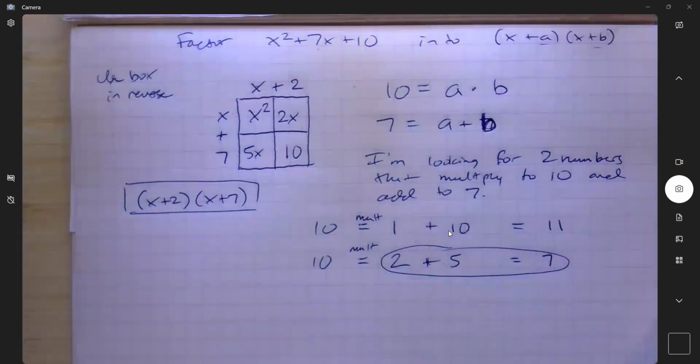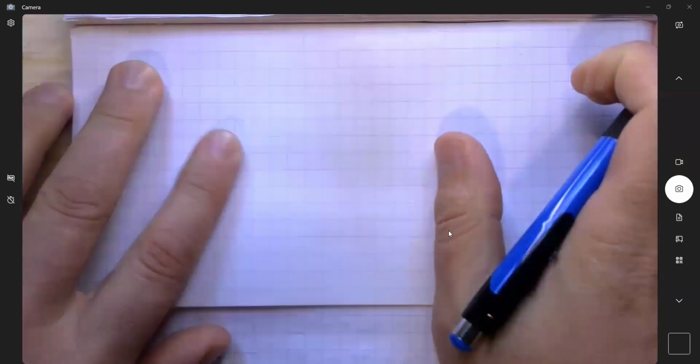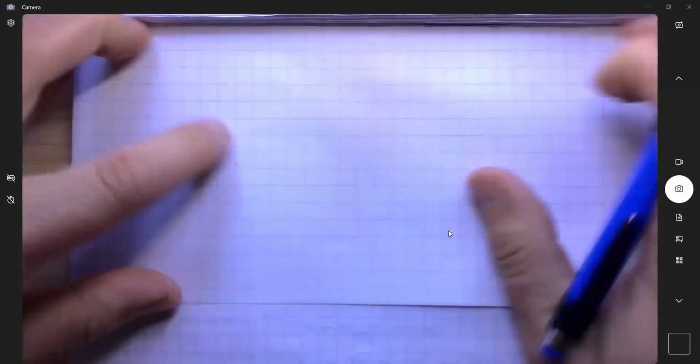I'm going to do another example just to show you again. The key here is to practice it a lot and make sure you're getting it right every time you practice. So you need to check your work so you're learning the correct way to do it.